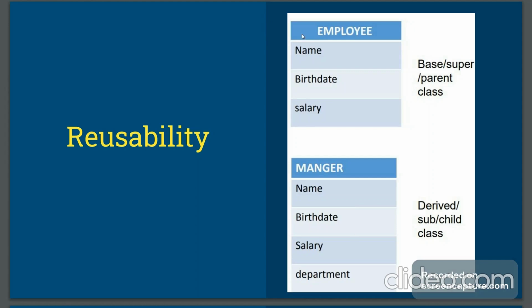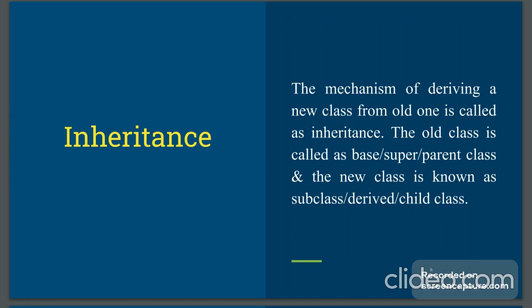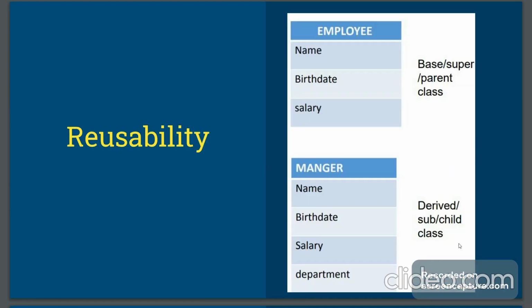The class whose functionality we want to access is known as a base class, superclass or parent class, and the class in which we want to access the functionality of the above class is known as a derived class, subclass, or child class. And this is nothing but inheritance. Inheritance is the process of deriving a new class from an old class. Like here, we are deriving the manager class from the already defined employee class.